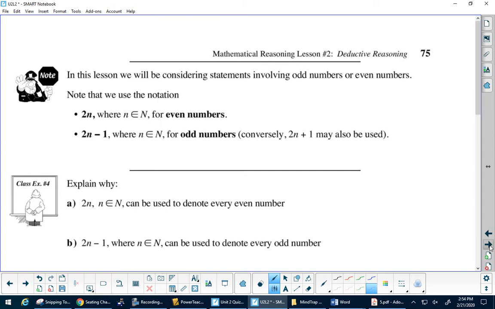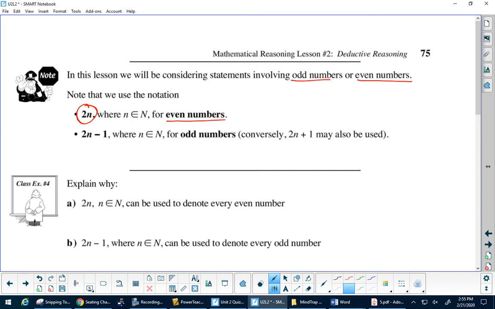Okay, so here's some other things that we need to know as we're learning how to do these. In this lesson, involving odd numbers or even numbers, 2n is always an even number, because if you multiply anything by 2, it makes it even. No matter what you give me, if I multiply by 2, it'll be even. If you give me 5, 5 times 2 is 10. If you give me 4, 4 times 2 is 8.